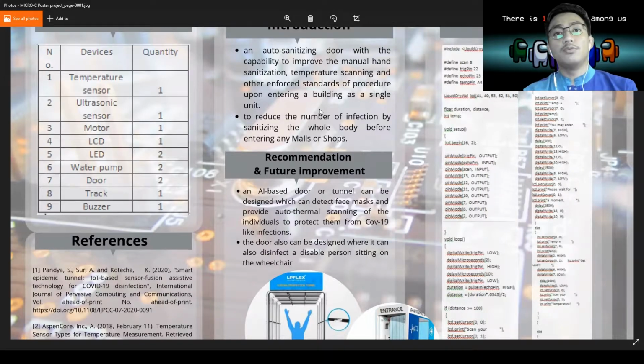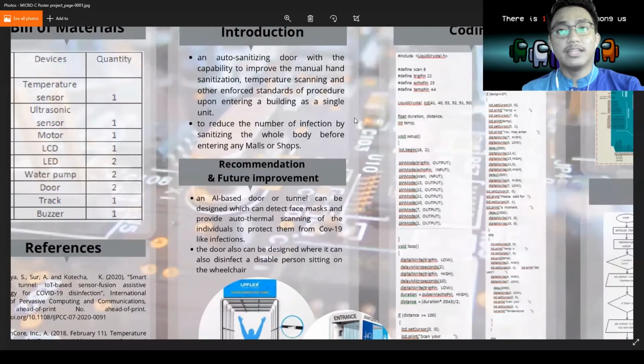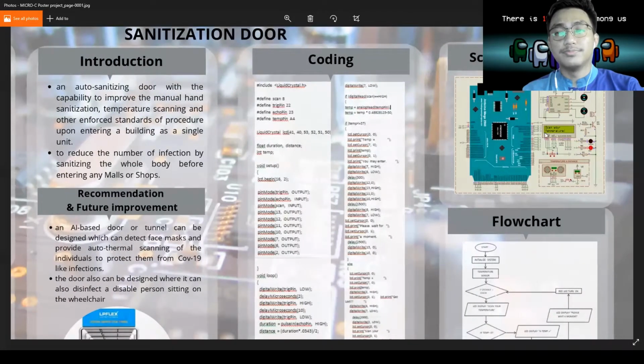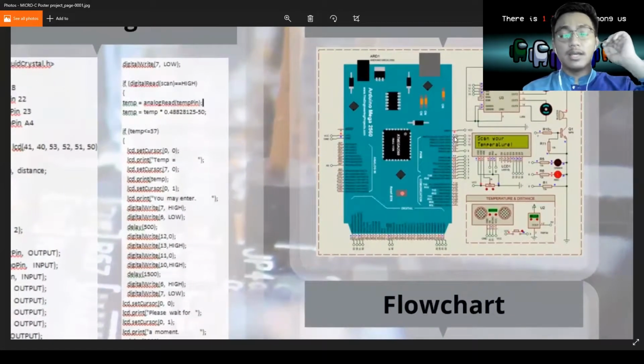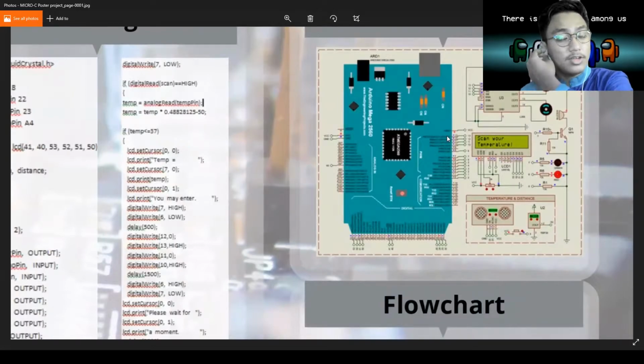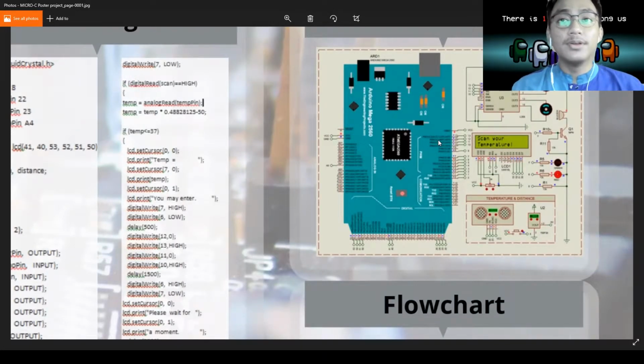So I will show you the schematic diagram for our project or our system. So we are using Arduino Mega as our main board or main component, the brain of the system. Then we connect like this. This is our LCD. This is our ultrasonic sensor. This is our temperature sensor.